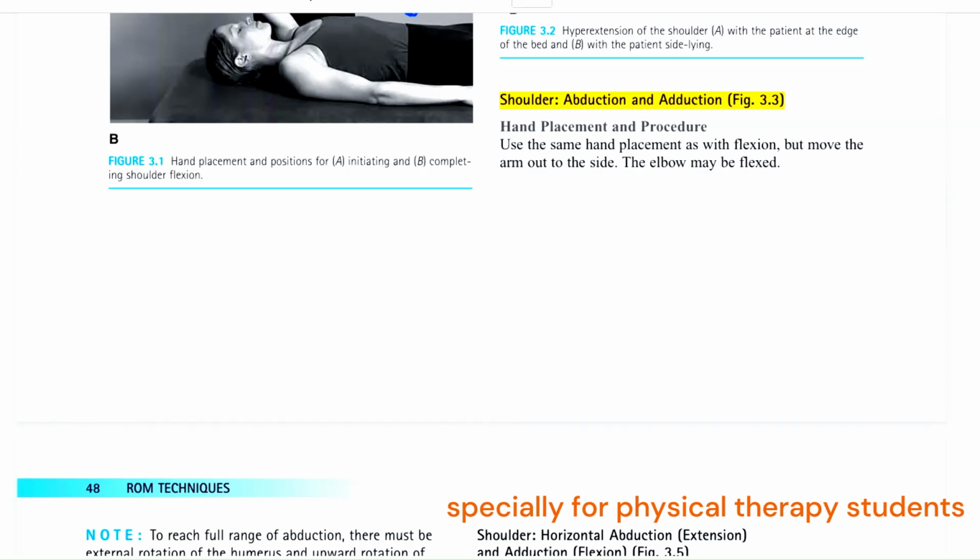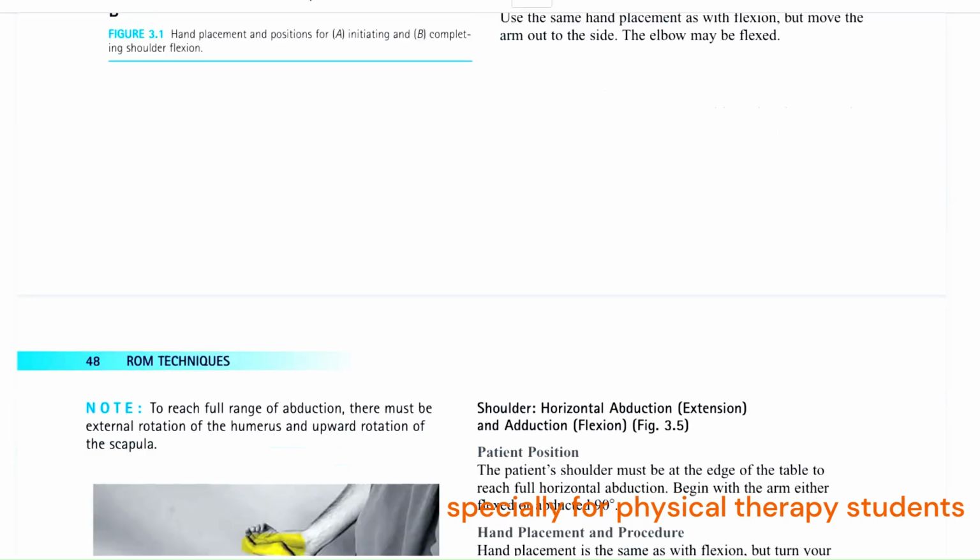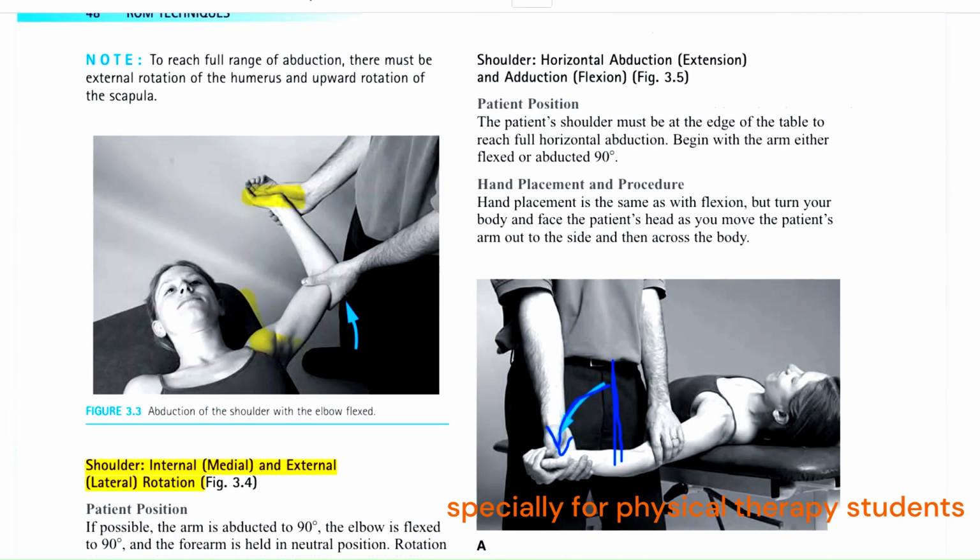Now, we can first scroll down to see what kind of position the patient has to make to perform shoulder abduction and adduction. You can see here in this picture that the abduction is being performed.